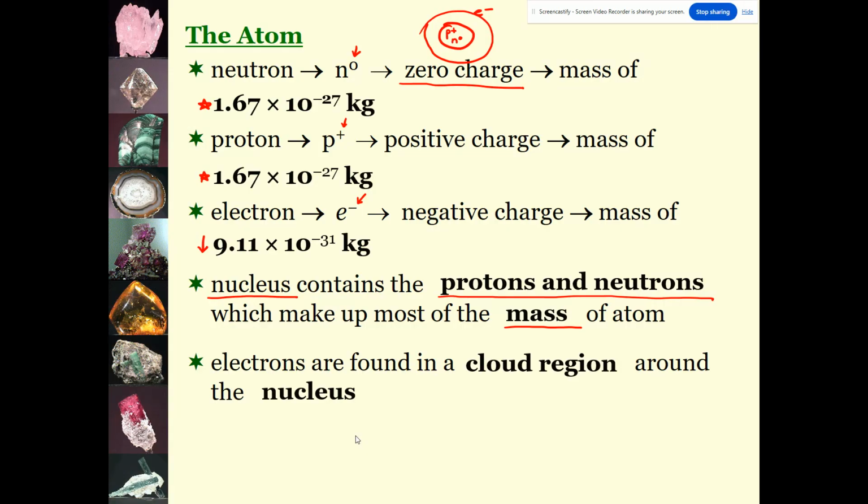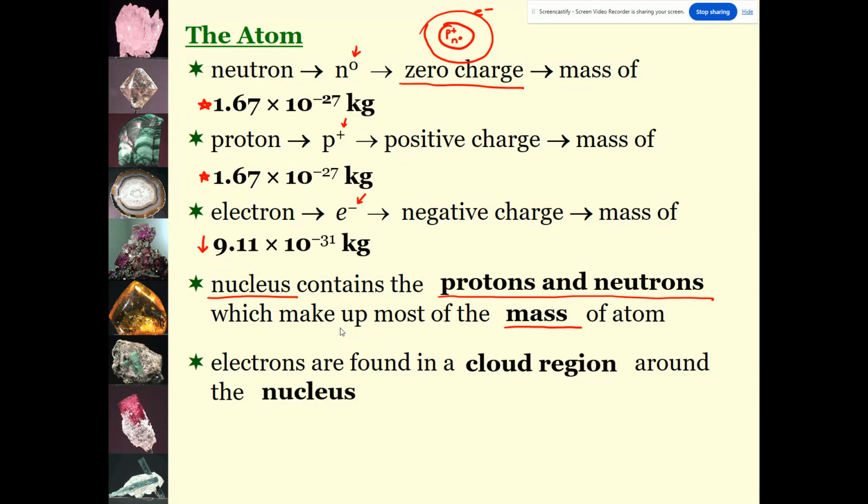I saw in a video somewhere that if you had a football field the size of an atom, the nucleus would only be a spider in the football field. And it might even have been multiple football fields. I can't remember exactly. But the nucleus contains the mass but is very, very small in the middle. The majority of the size or volume comes from the cloud region where the electrons are found.